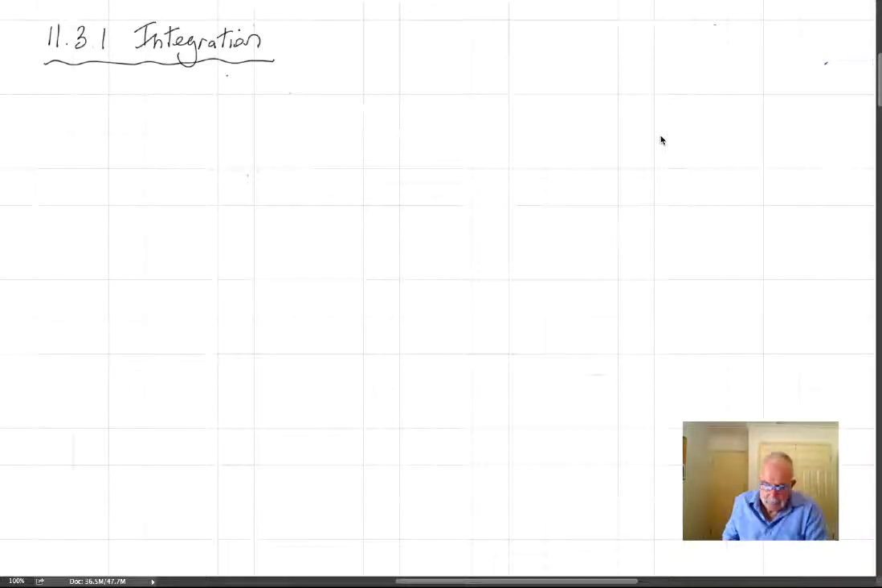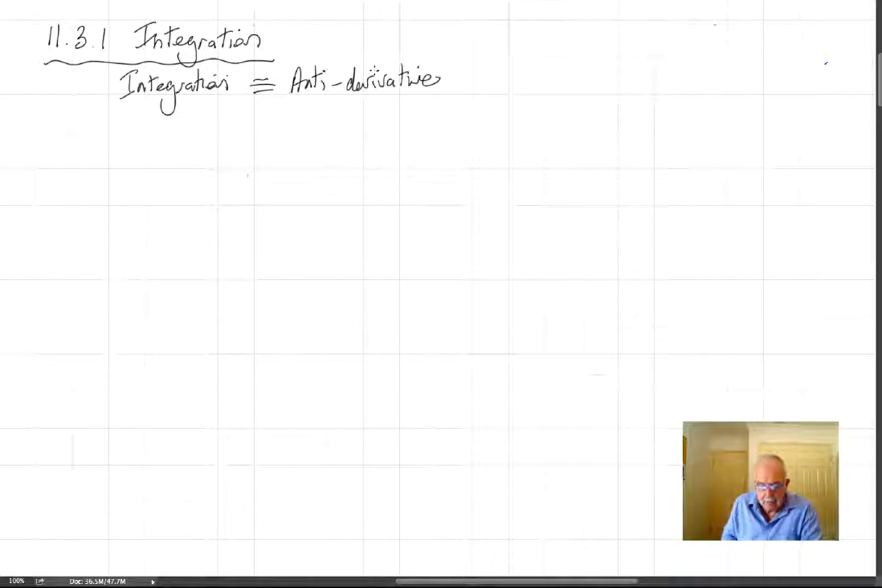Integration is sometimes called the antiderivative. So integration is the same as the antiderivative. It's the opposite. That's the way they are linked.